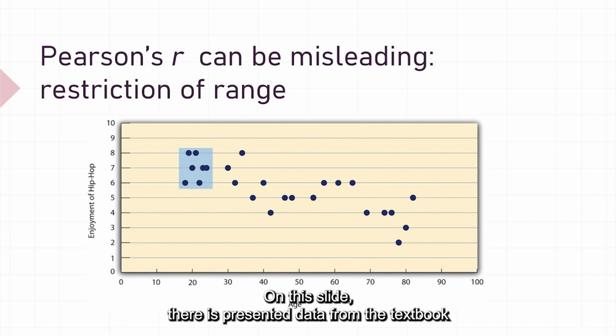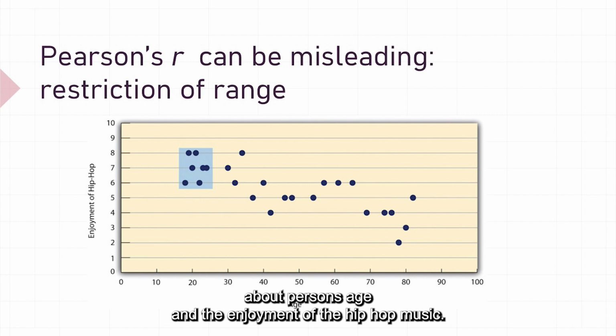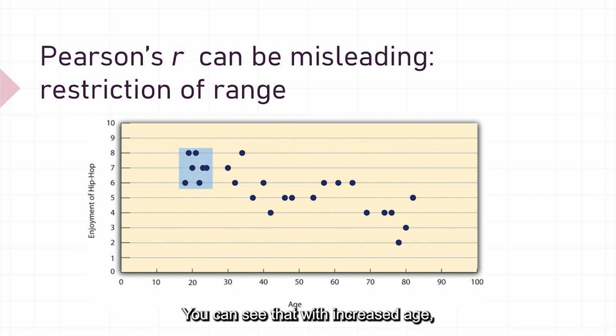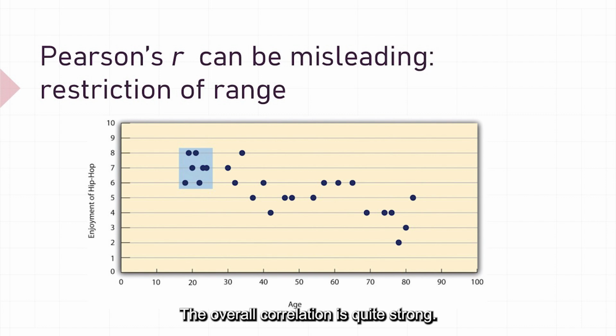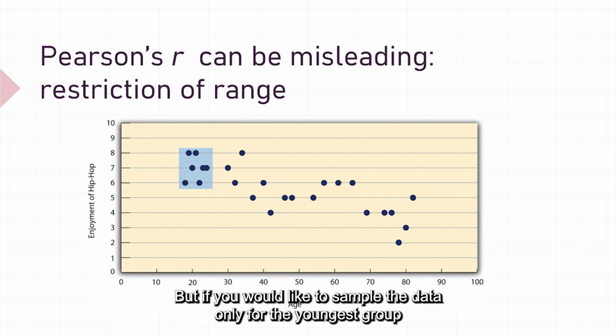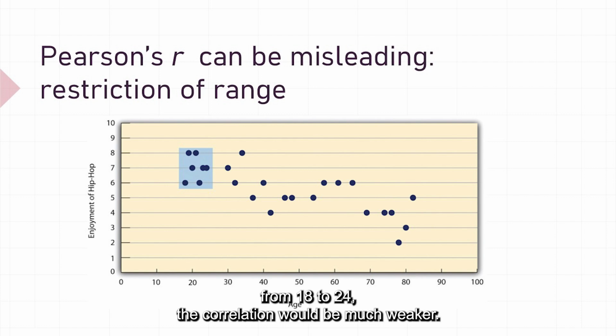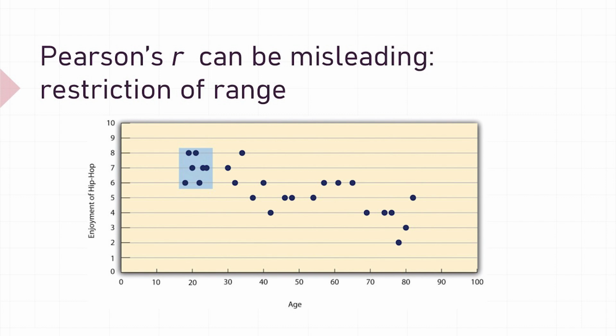On the slide there is data from the textbook about a person's age and their enjoyment of hip-hop music. You can see that with increased age, the person's enjoyment of hip-hop music decreases. The overall correlation is quite strong, minus 0.77. But if we sample the data only from the youngest group, from 18 to 24, the correlation will be much weaker. In fact, it will be around 0.